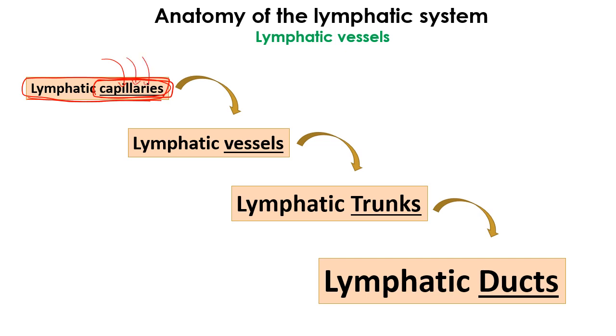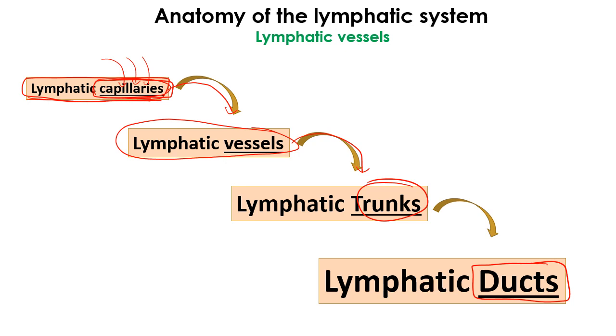Later, many lymphatic capillaries together will merge and form structures that are a little bit bigger. The name of these structures is the lymphatic vessels. Lymphatic vessels will become bigger when they merge, and they will form lymphatic trunks. And finally, the largest structure of the lymphatic network is called the lymphatic ducts. We have 2 lymphatic ducts, which we're going to review later in this class.